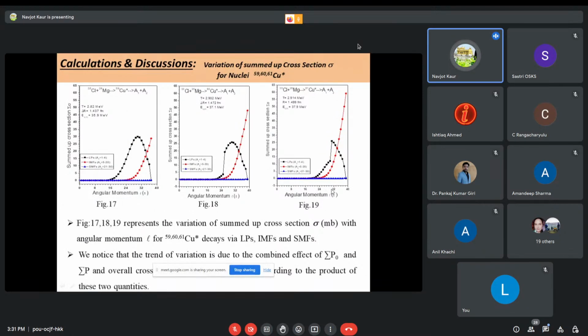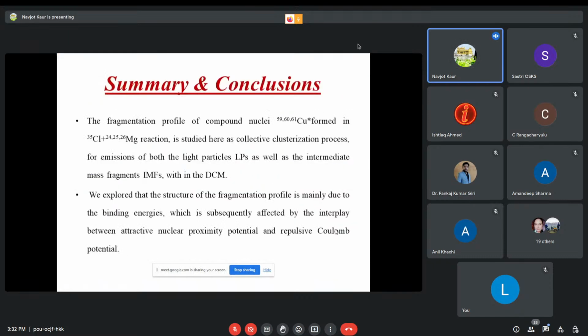Variation of summed up cross section for nuclei 59, 60, 61 copper. Figures 17, 18, 19 represent the variation of summed up cross section with the angular momentum L for 59, 60, 61 copper decaying via light particle, intermediate and symmetric mass fragments. We noticed that the trend of variation is due to the combined effect of the summed up preformation and the penetration probability. So it is the combination of these two quantities.